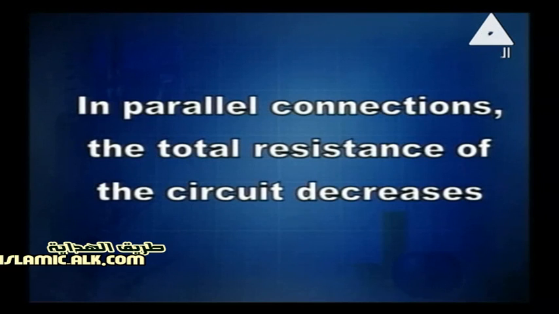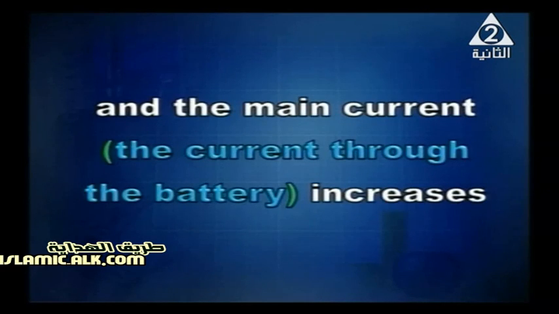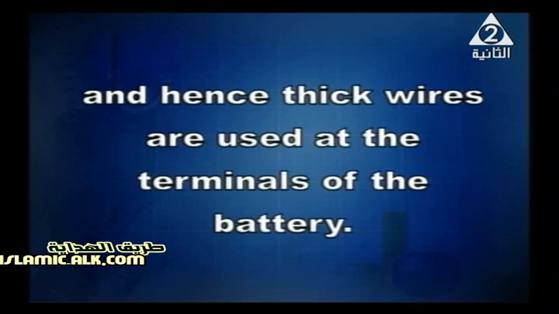Why? In parallel connection, the total resistance of the circuit decreases, of course. So the main current, the current through the battery, increases. And hence, thick wires are used at the terminals of the battery. But what happens to this main current? This current will split when entering a group of resistors connected in parallel.